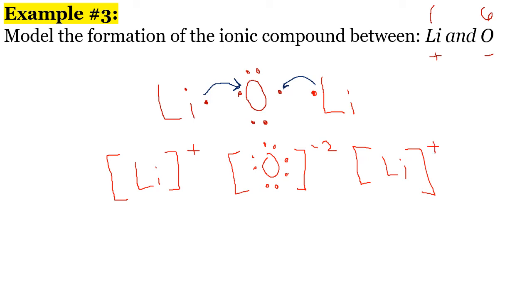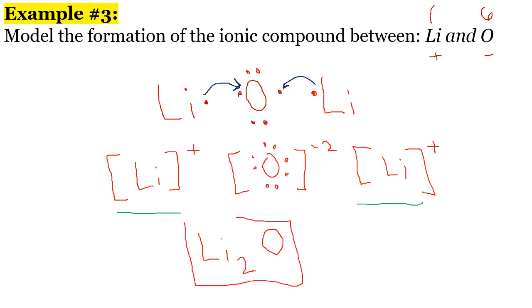When we write out our formula, it's going to be lithium. And because we have 2 lithiums, one here and one here, we will have a subscript 2 representing that we needed 2 lithiums. And then finally, we'll have our oxygen. This is our formula right here, Li2O.